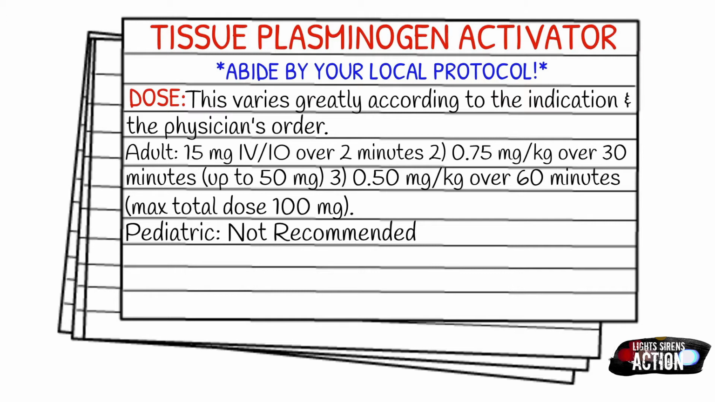Your adult dose is 15 milligrams IV or IO over 2 minutes, 0.75 milligrams per kilogram over 30 minutes up to 50 milligrams, and 0.5 milligrams per kilogram over 60 minutes, up to a max total dose of 100 milligrams. And like I said, this varies greatly from physician to physician and for whatever it's being given for. Your pediatric dose is just not recommended out in the EMS setting.